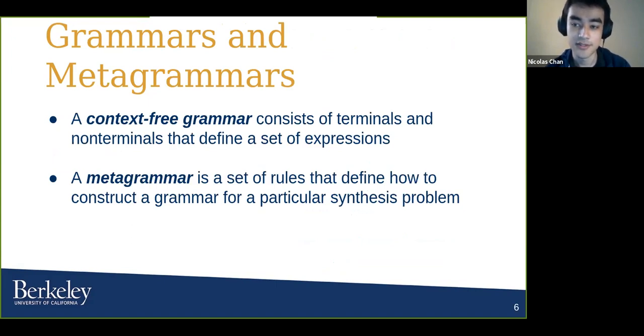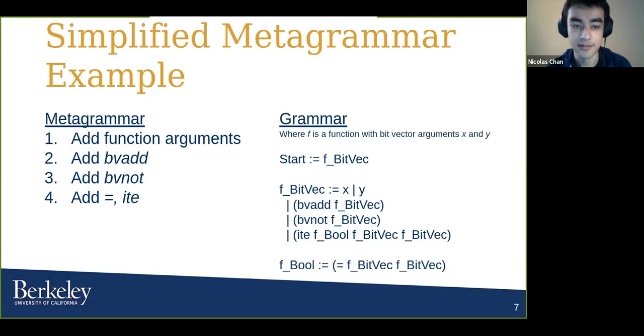So we introduced this new idea of a metagrammar, which is the set of rules that define how to construct a grammar for a particular synthesis problem. So on the left is the metagrammar, and on the right is the grammar that is produced by applying this metagrammar to this particular synthesis problem.